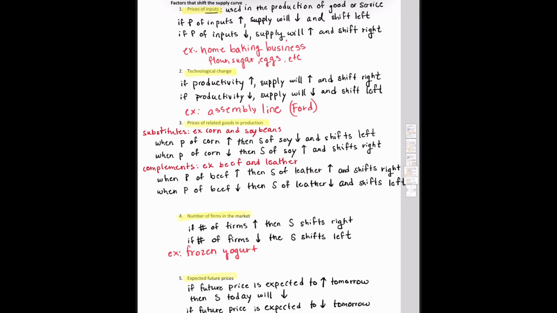What happens is when firms go out of business, then the number of firms in the market falls, and the supply curve will shift left, increasing the price.